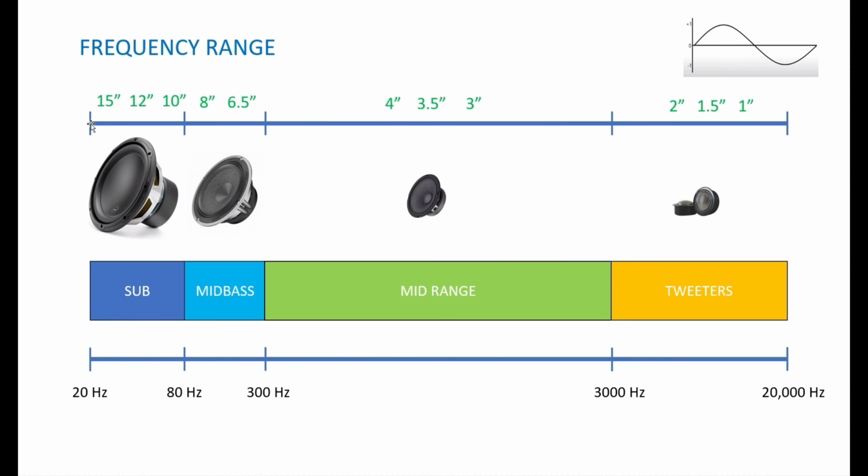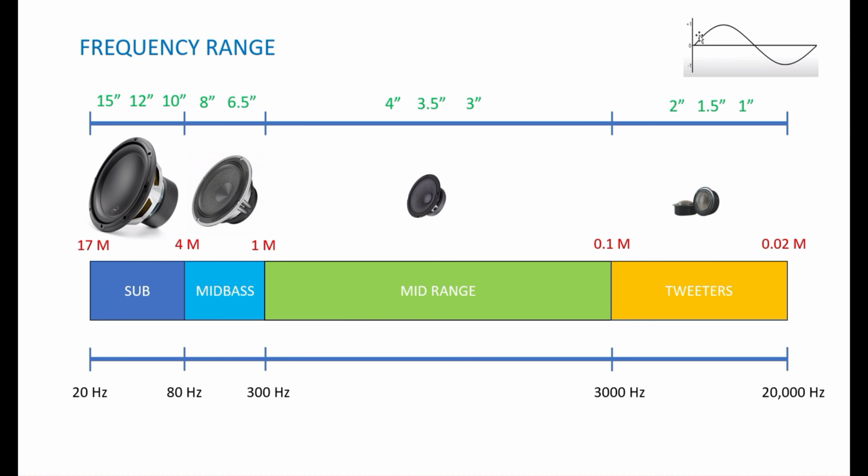But if I overlay the speaker sizes across this frequency chart, you'll notice that at the high frequencies we use very small speakers, 1 inch, 2 inch, and down at the very low end we use very large speakers, 10, 12 or 15 inch subwoofers, right? But why is that? And the answer to that is because different frequencies have different wavelengths, right?